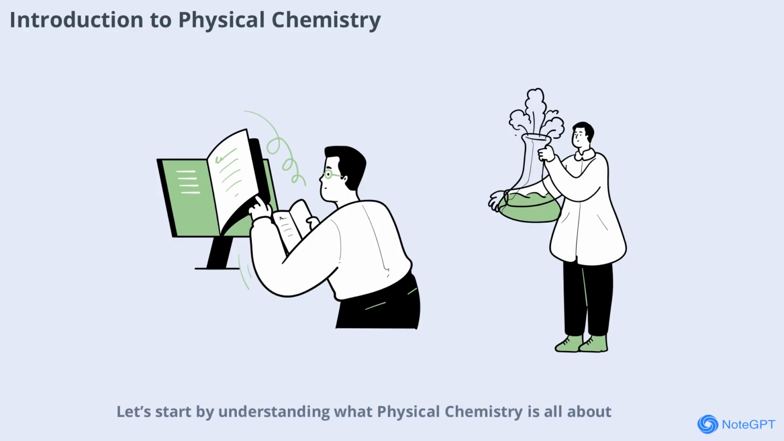Let's start by understanding what physical chemistry is all about and how it bridges the gap between physics and chemistry, focusing on the principles that govern chemical systems and reactions.